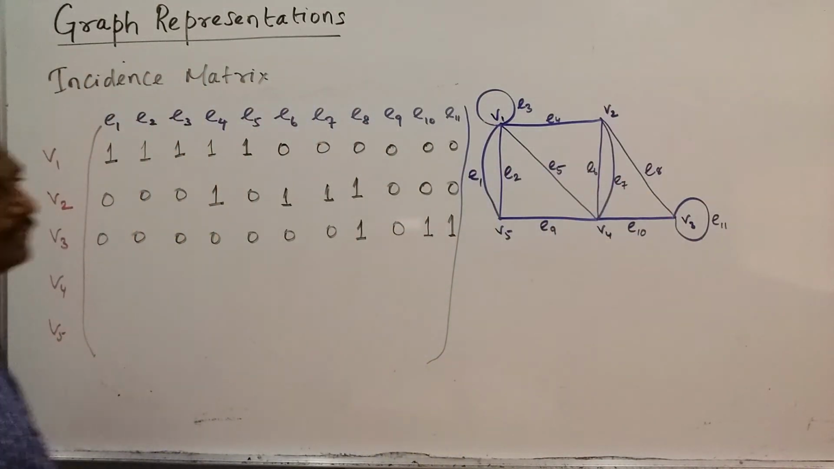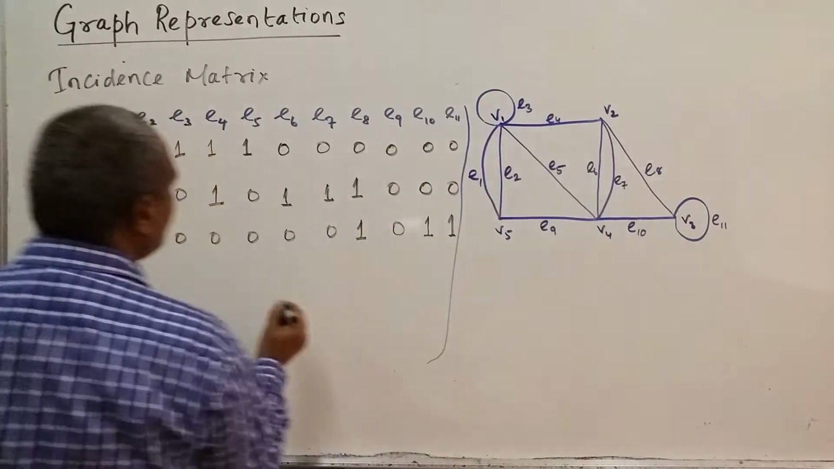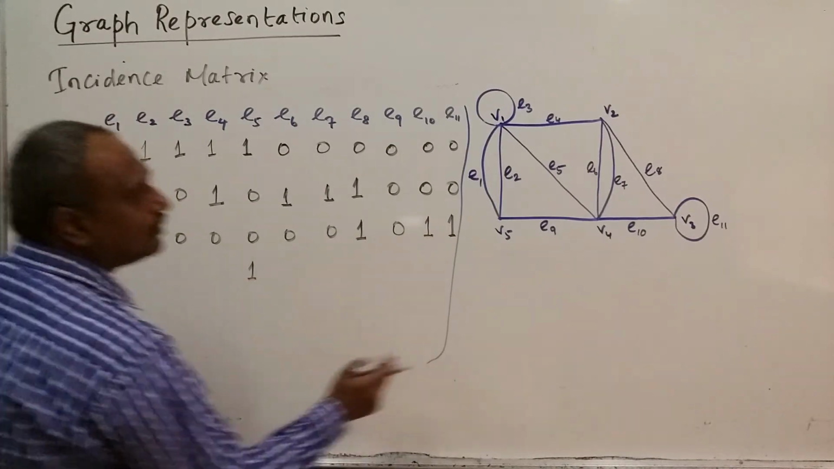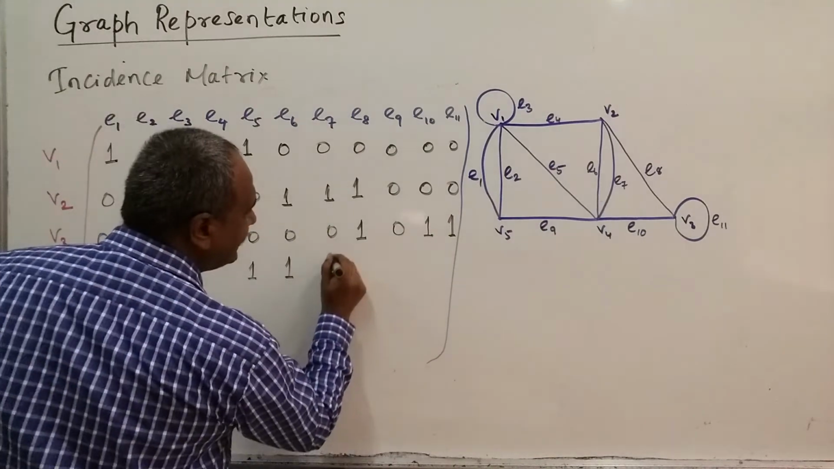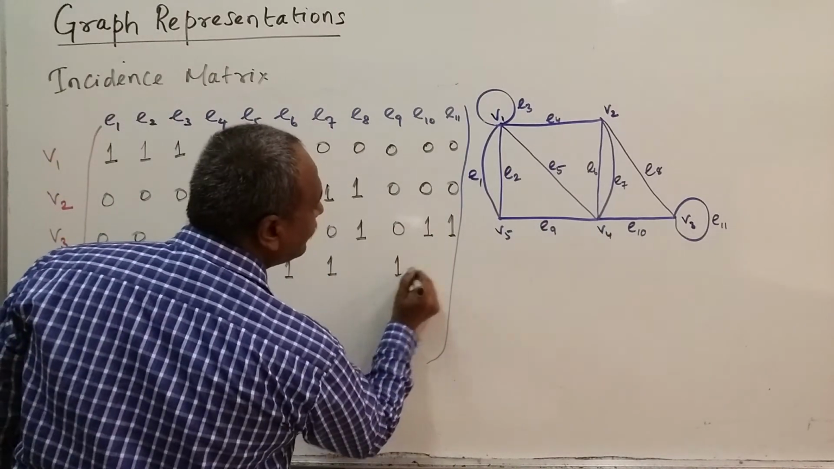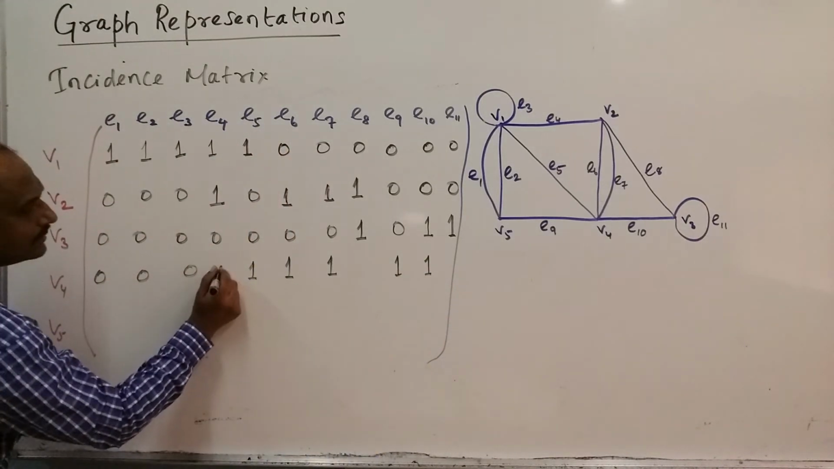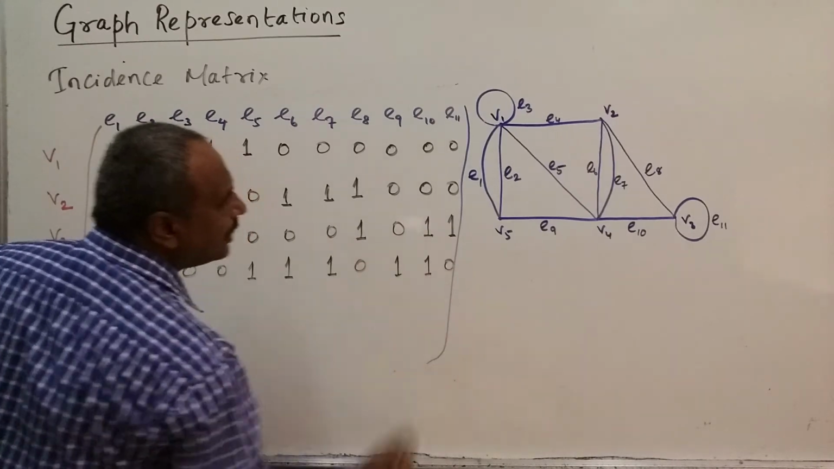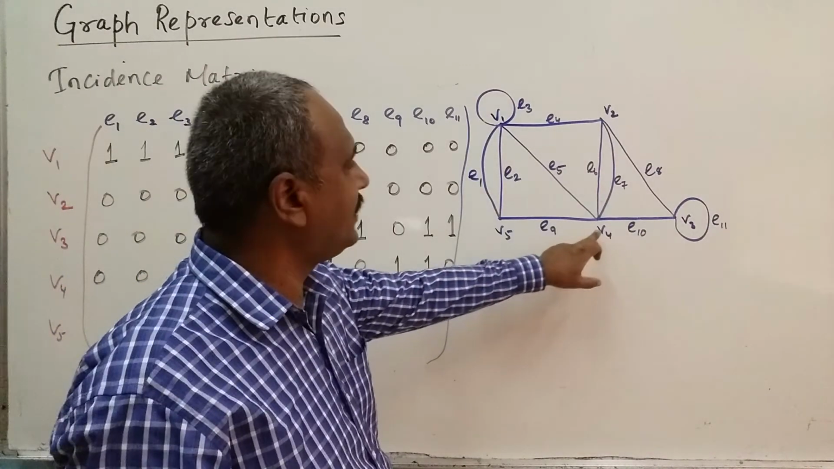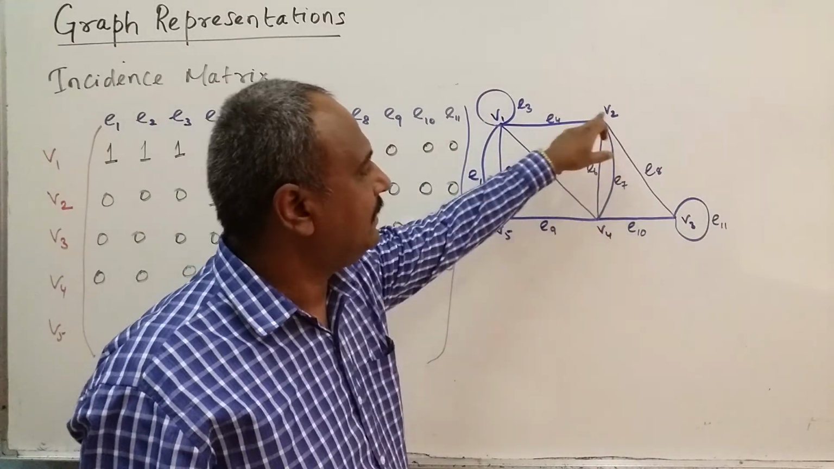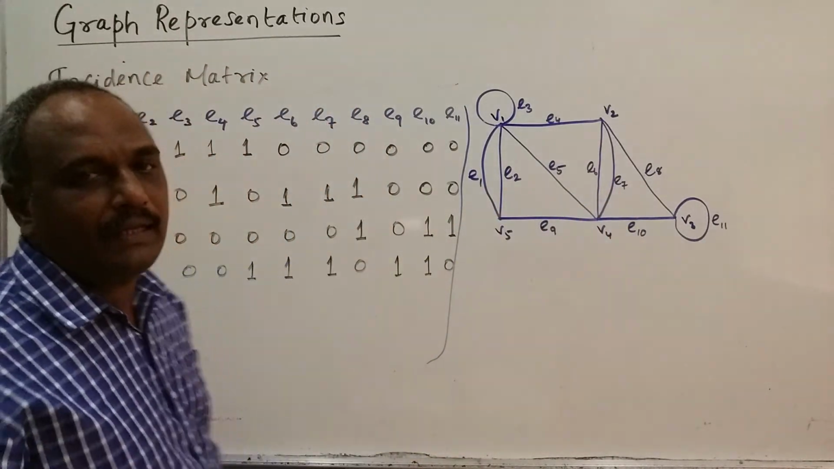What about V4? See, in the exam you can do it the other way easily. V4 is having a connection with E4, E5, E6, E7, E9, E10. So the remaining values are 0. So this is the easy way. Take the check: V4 is having a connection with E4, E5, E6, E7, E9, E10. You put 1 for these and the remaining places will be 0.